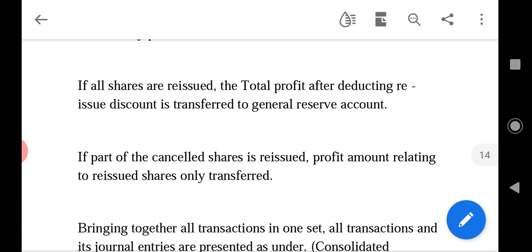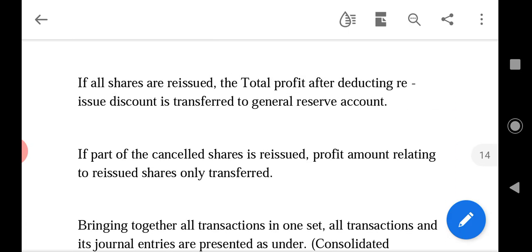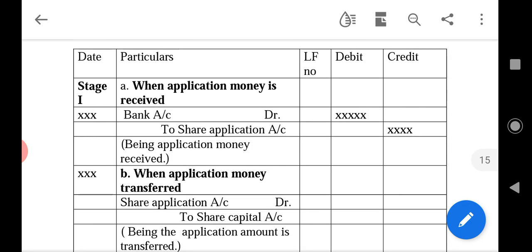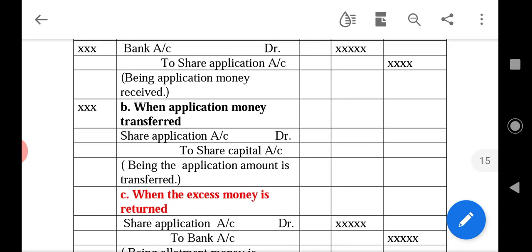Now I consolidate all the journal entries from the base entry up to forfeiture. See this. In the application stage, when application money is received: bank account debit to share application. When the application money is transferred: share application to share capital. These two entries are the base entries passed in case of under subscription and normal subscription.